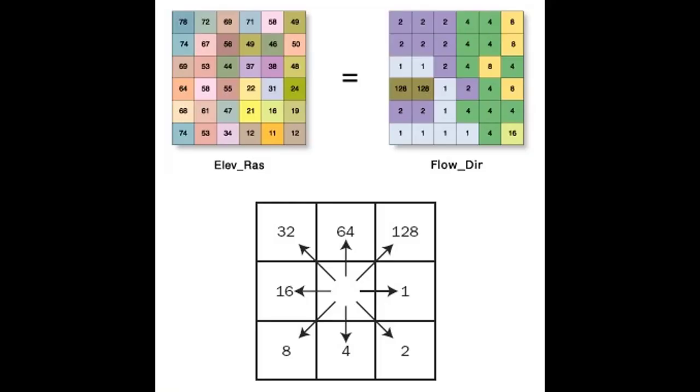The second output is the flow direction raster. This uses the D8 approach and then assigns a number code based on the direction that the water will flow. For example, if the water is going to flow east based on the change in elevation, a number code of 1 will be assigned to that cell. You can see in the square below that 1 is east, 4 is south, 16 is west, and so on. This will be used to generate the flow accumulation raster.